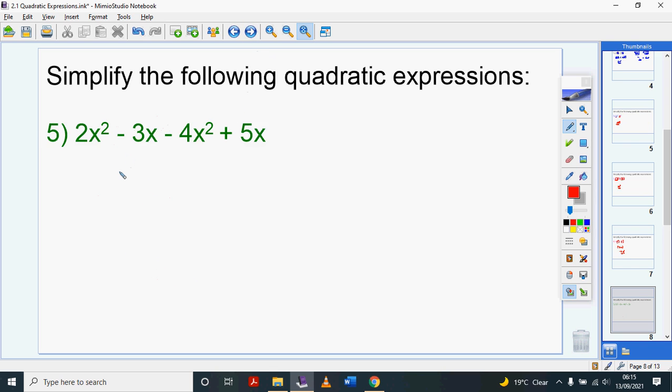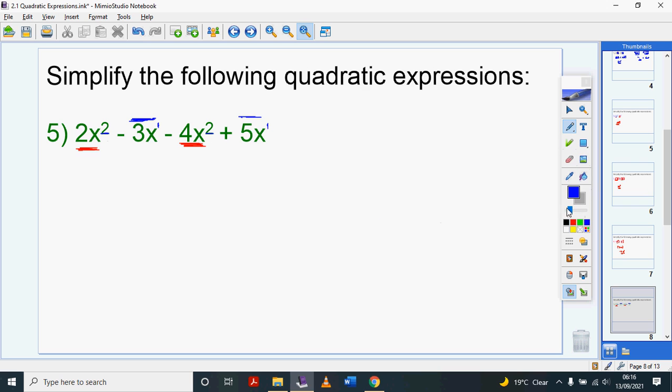Wow, this is a big one. I have 2x squared. I just need to look for the like terms, the terms that have the same powers. So I have 2x squared and I have 4x squared here. Those ones have the same powers. And then here I have 3x and 5x, which also have the same kind of unknowns, the same variables, because this is power 1 and power 1, and this is power 2, and that is also power 2.